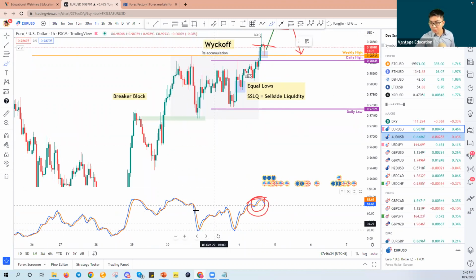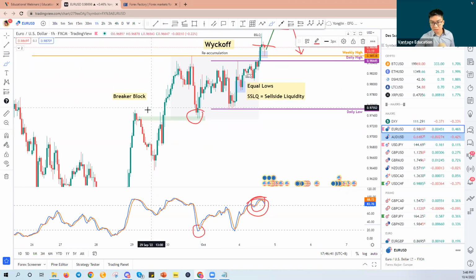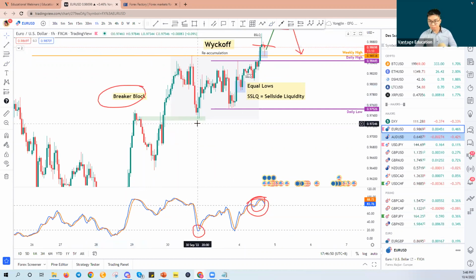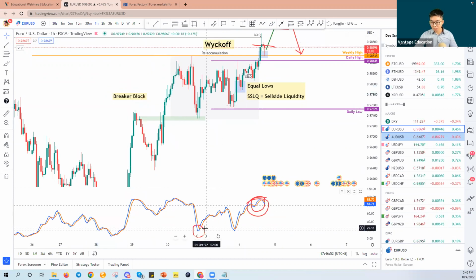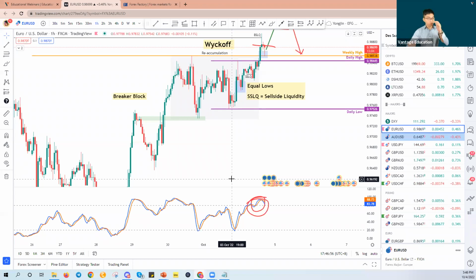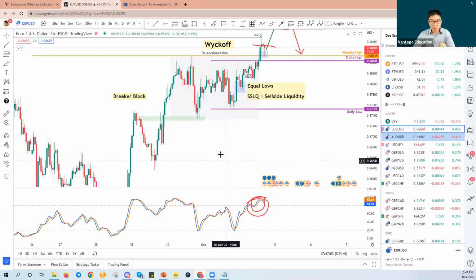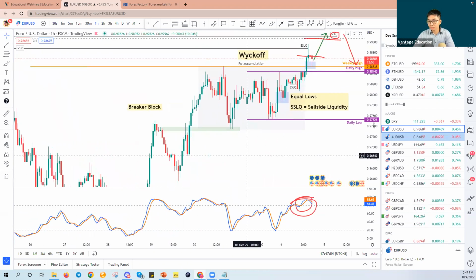So the first confluence is price is at the oversold area right here, oversold on the oscillator with the breaker block. Also, there is market imbalance to add confluence to it. So what you want is many confirmations, not only on indicators. I personally do not use any indicators when I'm trading. I usually trade on a naked chart.